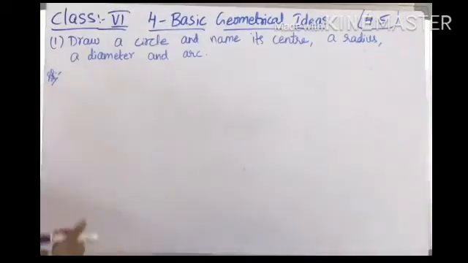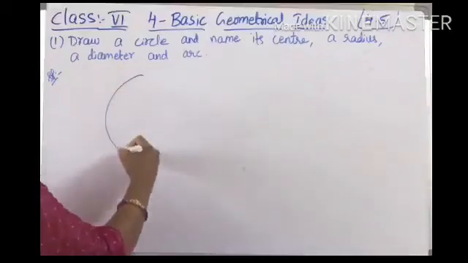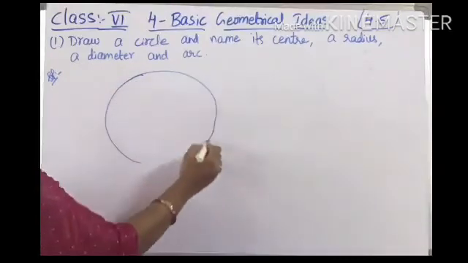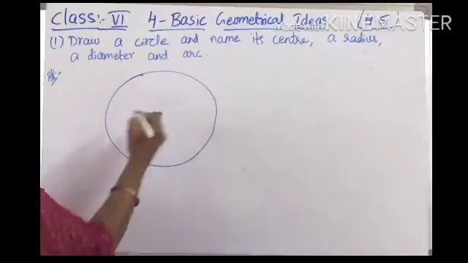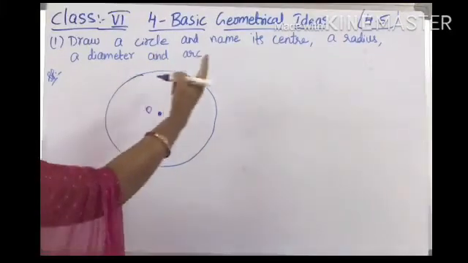First question: draw a circle and name its center, radius, diameter and an arc. You have to draw a circle using a compass, children. Here I am drawing roughly, but you should draw with a geometrical instrument. You know how to draw a circle, right? So draw a circle. This is the center. If I name it as O, name it center.